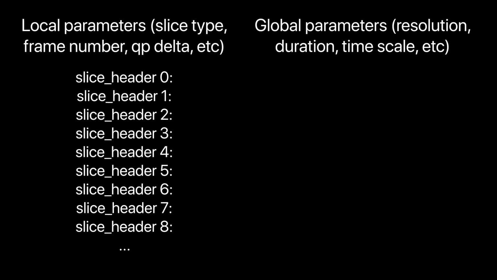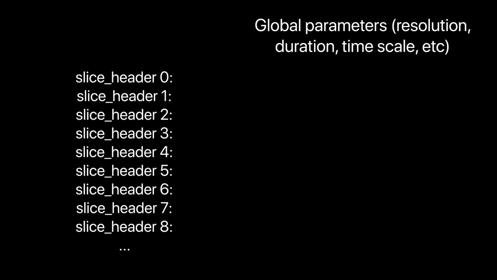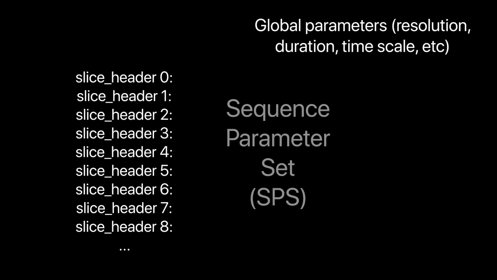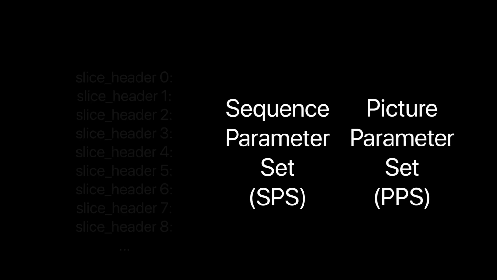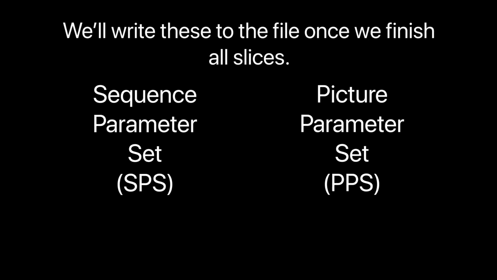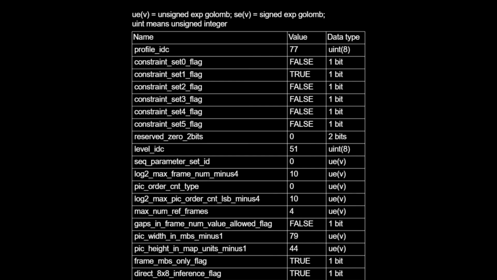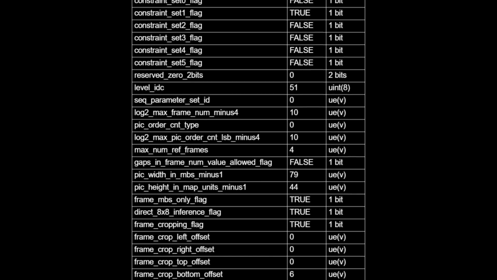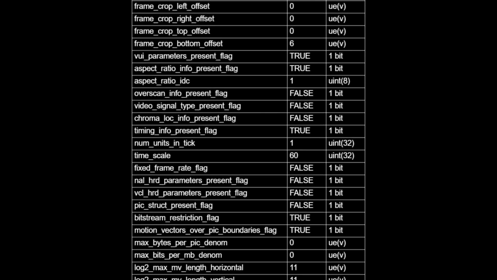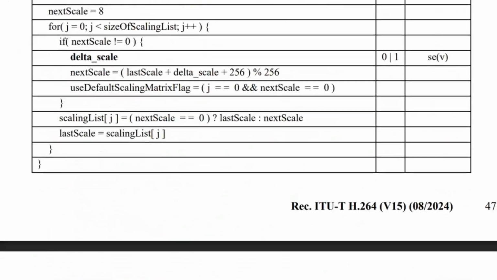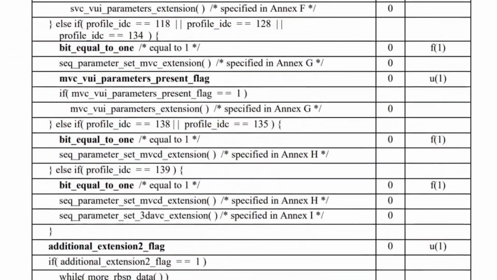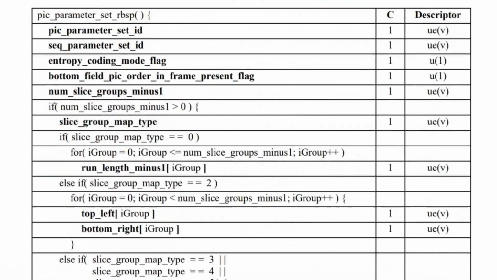To save space, we will write some parameters in our slice header, and the rest in the sequence parameter set, or SPS, and the picture parameter set, or PPS. For now, we won't write them to our file. We'll use these parameters for our SPS, which works for almost all videos. The full format of an SPS is explained in section 7.3.2.1.1 of the H264 specs.